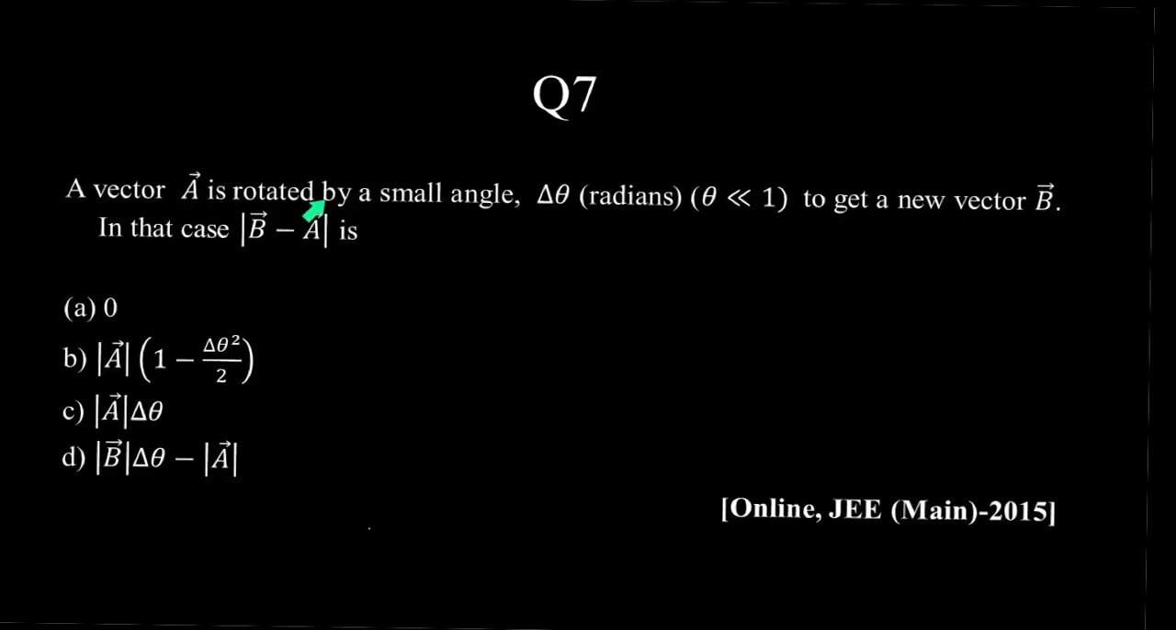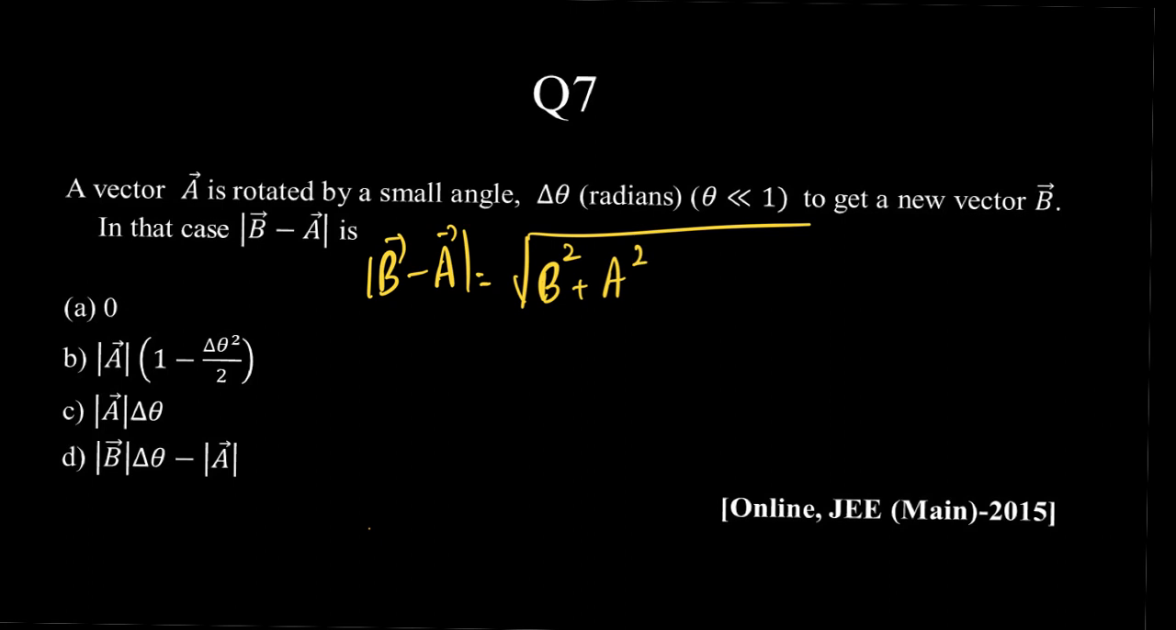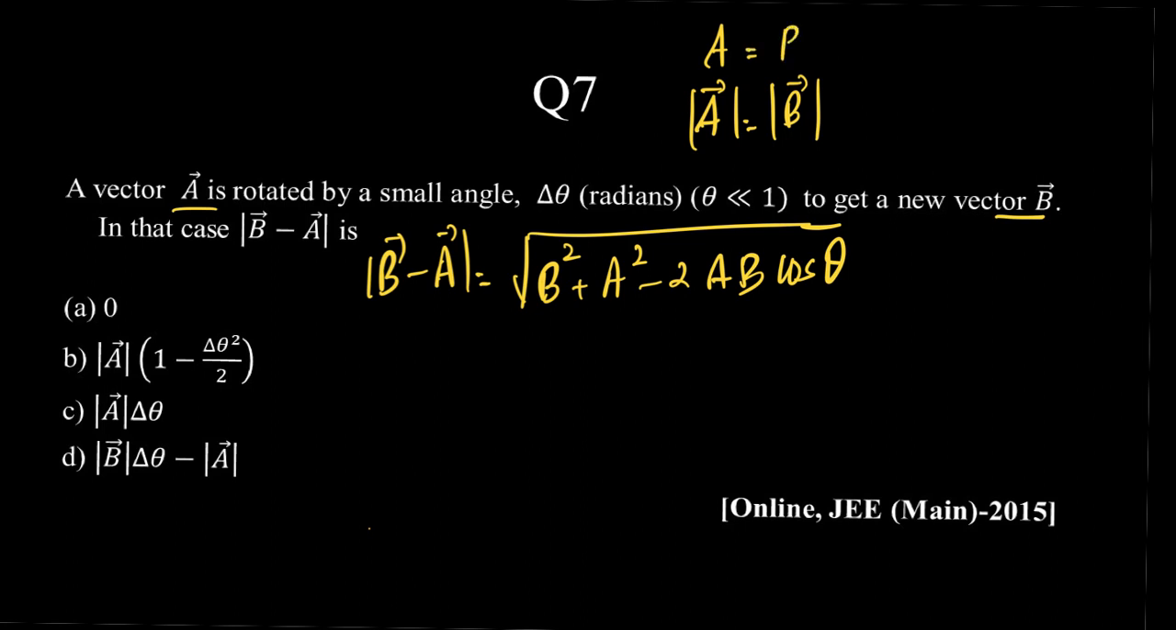A vector A is rotated by a small angle delta theta, radians, theta is less than 1, to get a new vector B. In that case, B minus A is? So we know that modulus of B minus A would be given by root of B square plus A square minus 2AB into cos theta. And since vector A is rotated to get the vector B, we can say that modulus of vector A is equal to modulus of vector B, which means A is equal to B.